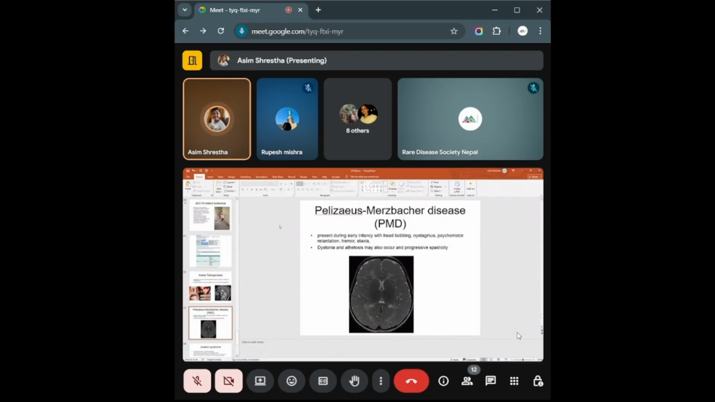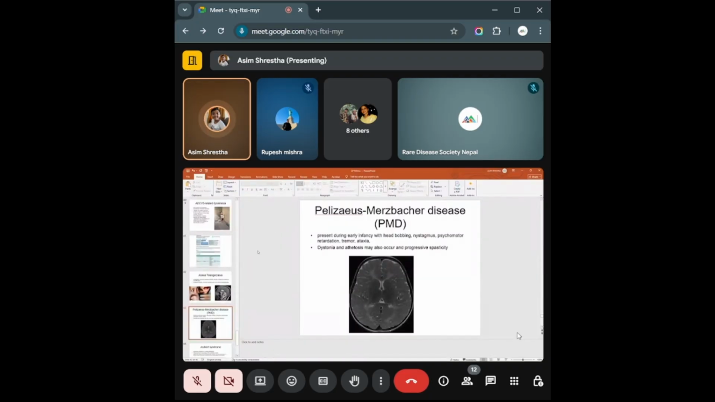Then another ataxic variant, Pelizaeus-Merzbacher disease, which is a hypomyelinating congenital disorder. The child presents during infancy with head bobbing, nystagmus, psychomotor retardation, tremor, ataxia, and dystonia and athetosis. They may occur, and then there will be progressive spasticity.